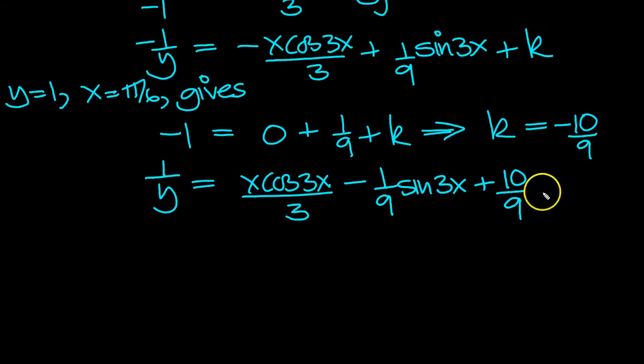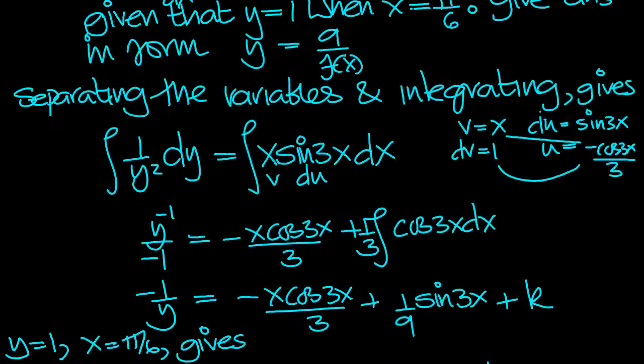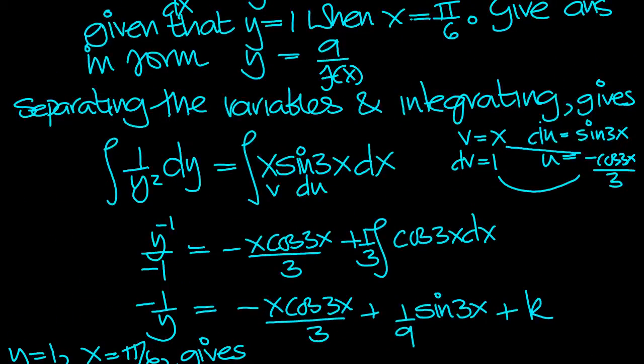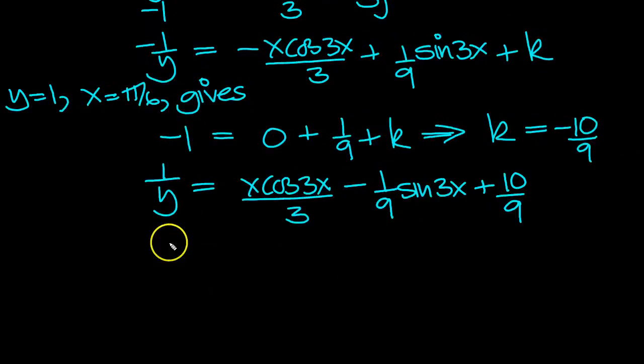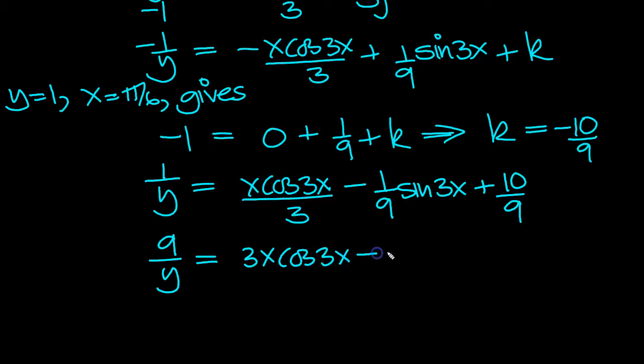Okay, so let's just invert it, but we'll times by 9 first of all, I think, because I think that's what it wants me to do. 9 over f of x, so here. So let's times everything by 9 first of all. y is equal to, 9 of these is just 3x cos 3x minus the sine 3x plus the 10. So I multiplied all the way through by 9.